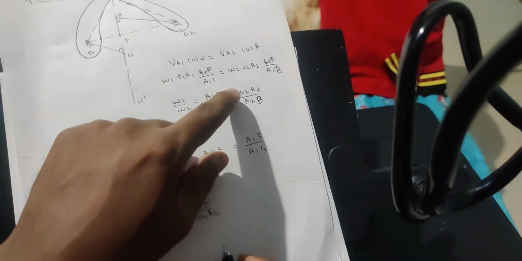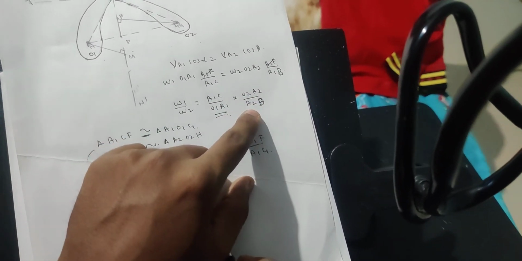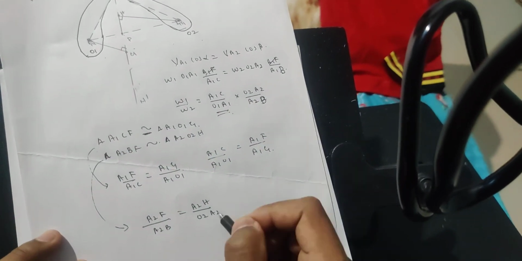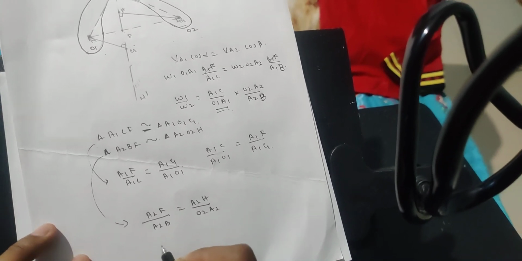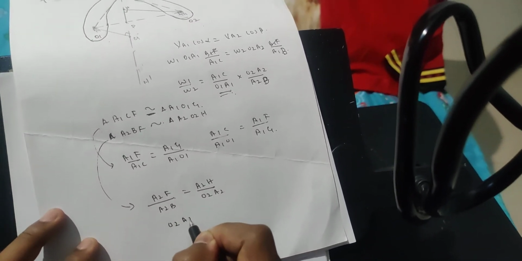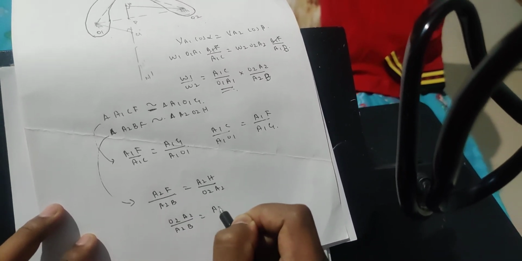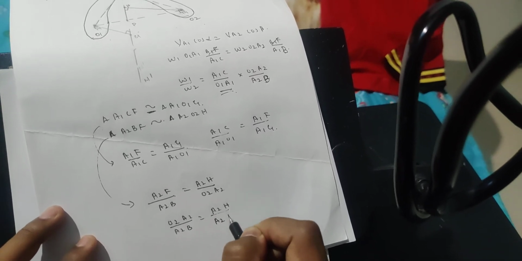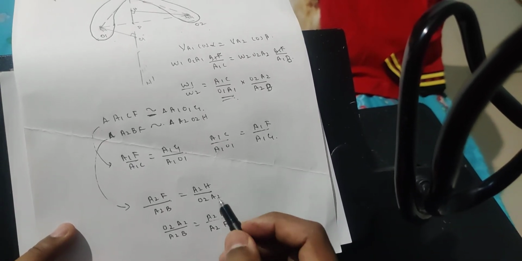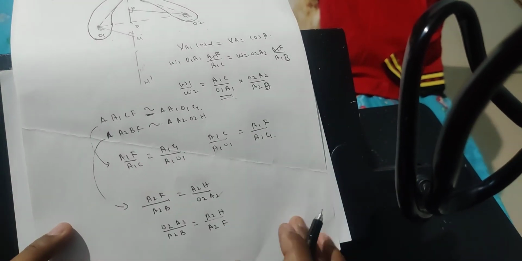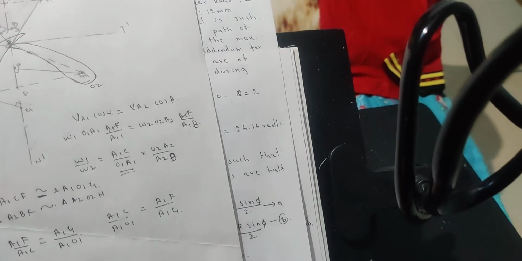So what I require from this is O2 A2 upon A2B. So O2 A2 upon A2B means, if I want that, I'll be writing O2 A2 upon A2B will be equal to A2H upon A2F. Is it clear? So what I'll do is, I'll just replace these equations in this particular one. I'll take one more paper here. One second.